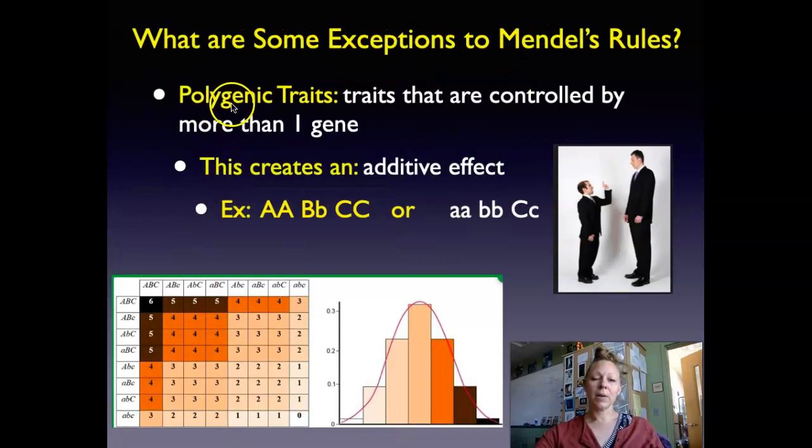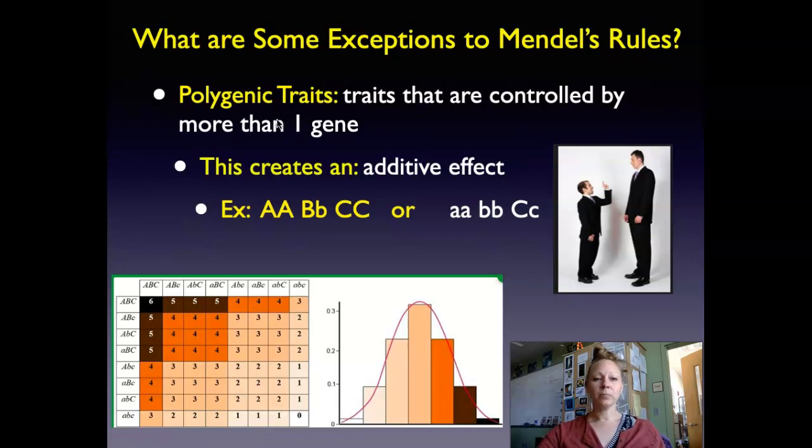Here is another exception to the rule. So we said that traits that are controlled by more than one gene, we call these polygenic traits. And big words are not scary when you break them down. Poly meaning many, genic meaning genes: many genes traits. When we talk about this, we're usually going to talk about height or skin color.